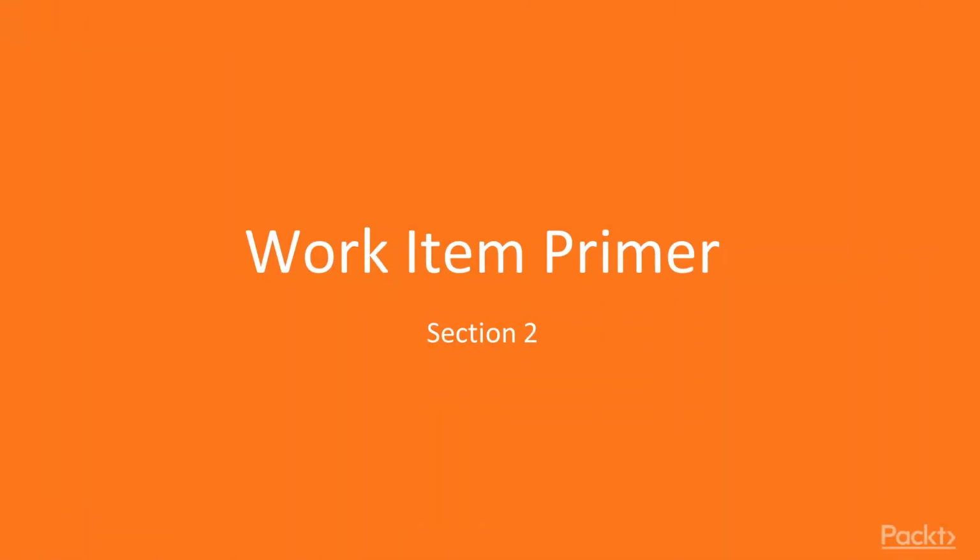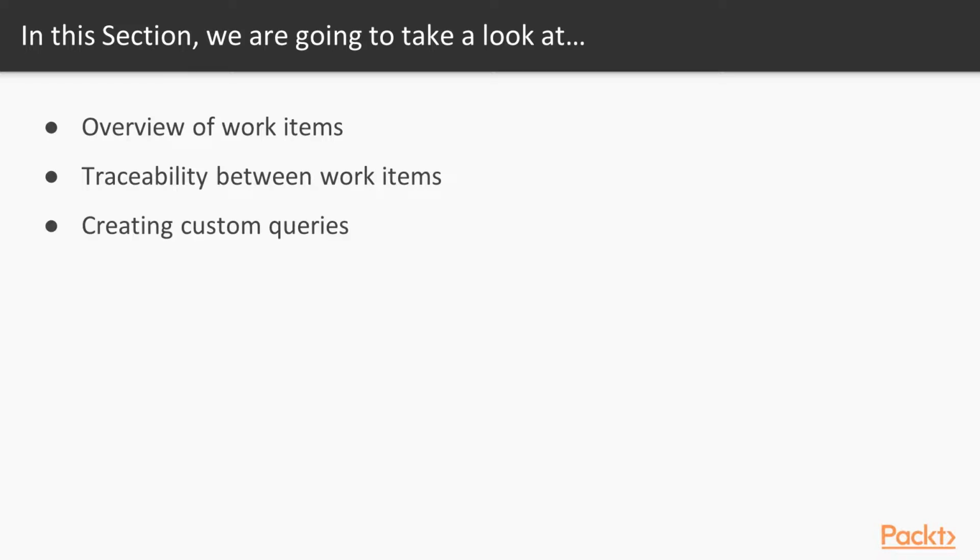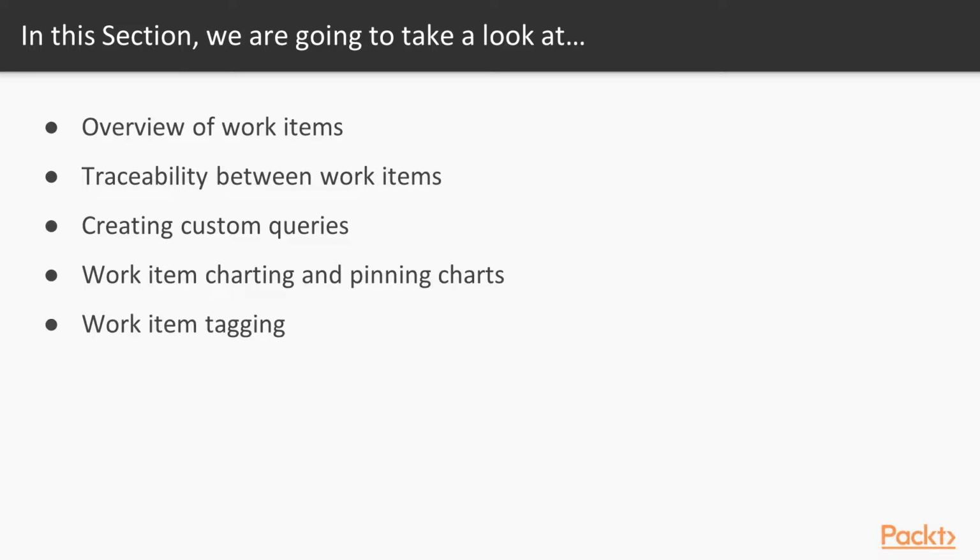In this particular section, we're going to talk about a work item primer. We're going to look at an overview of work items, traceability between the work items, creating custom queries, work item charting and pinning, and work item tagging. Lastly, we'll talk about configuring projects alerts and notifications.